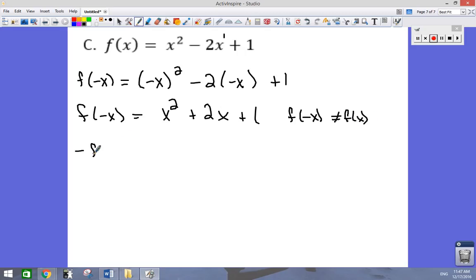What about the opposite of this? We've got negative x squared minus 2x. Well, the middle terms are equal, but the other terms are not. So since the opposite is not equal to the original, it's not odd. So with this, we say it's neither.